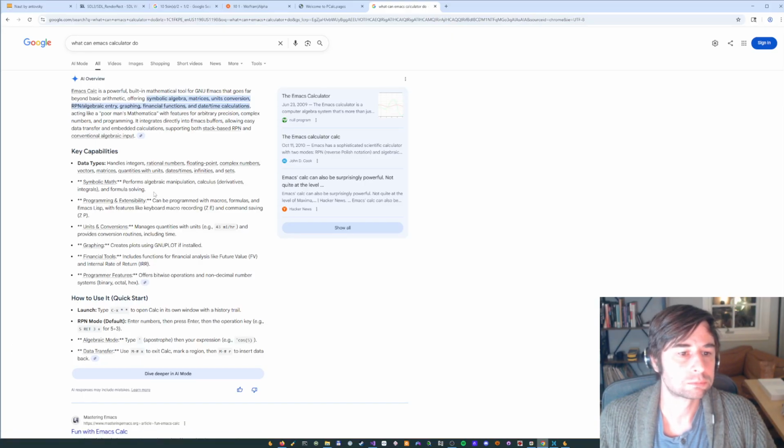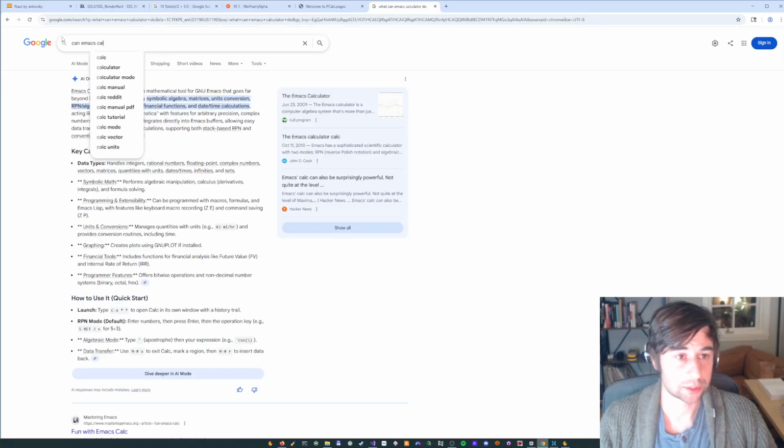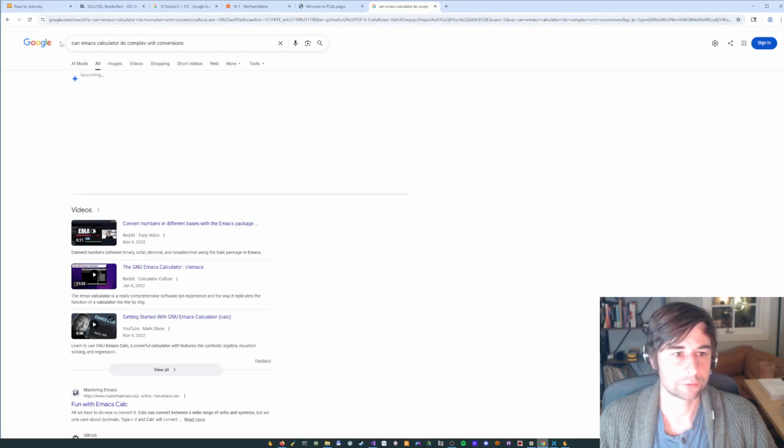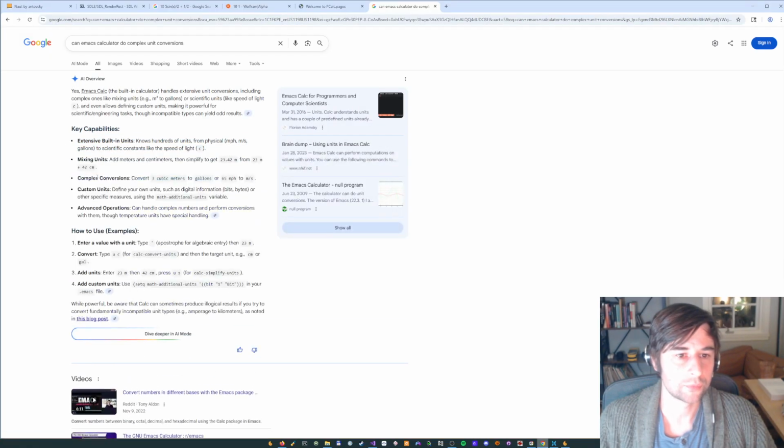How does it do symbolic math? That's wild, dude. Oh my God, look, units conversion manages quantities with units, e.g. 43 miles an hour, and provides conversion routines including time. I need that YC money. Can Emacs calculator do complex unit conversions? Yes, of course it can. Yes, Emacs calc. Okay, so it knows the units like speed of light, complex conversion, convert 3 cubic meters to gallons. Jesus. Define your own units, of course, of course.